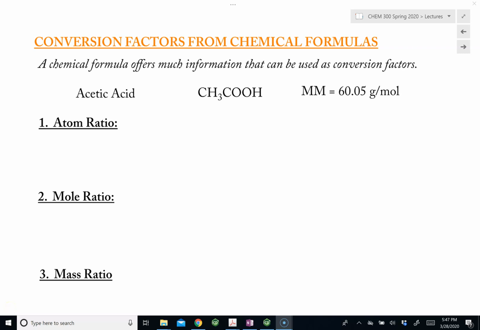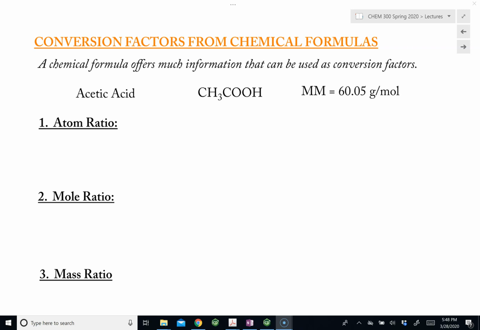Every chemical substance has its own unique chemical formula. And a unique chemical formula of a substance allows us to derive a lot of information that can be used as conversion factors that will allow us to solve some of the basic problems in general chemistry.